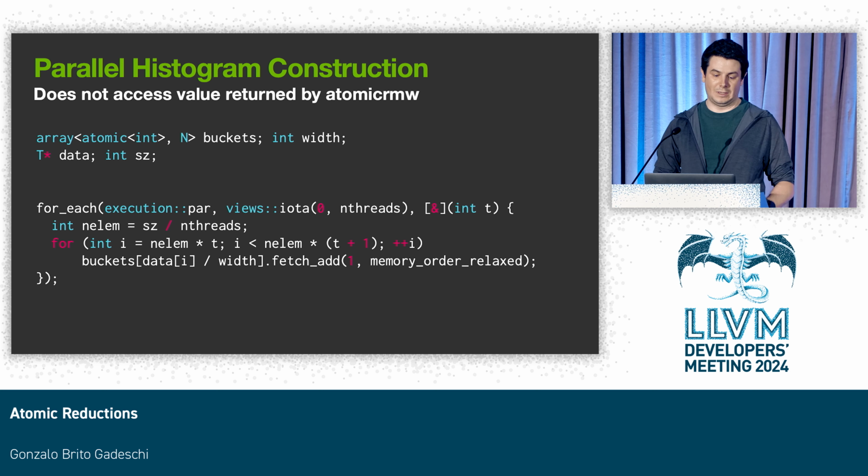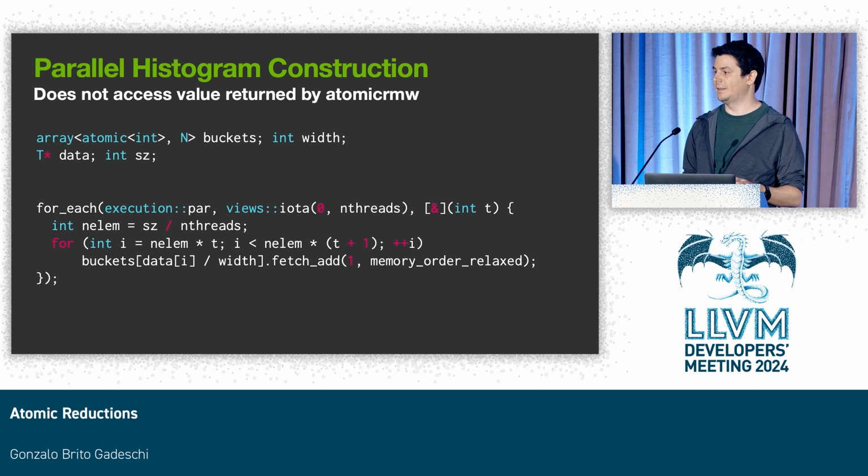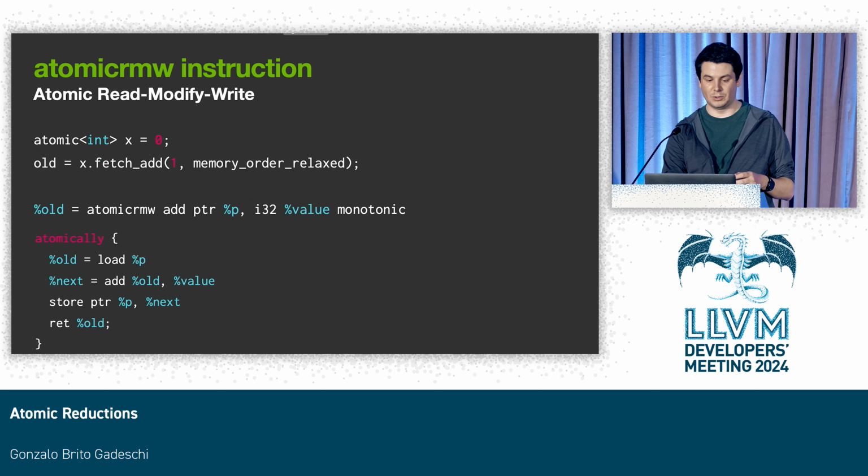Many workloads, like, for example, parallel histogram construction, use C++ atomic operations like fetch-add, but discard the value loaded. Atomic read-modify-write always returns the value that was loaded before the memory was modified.